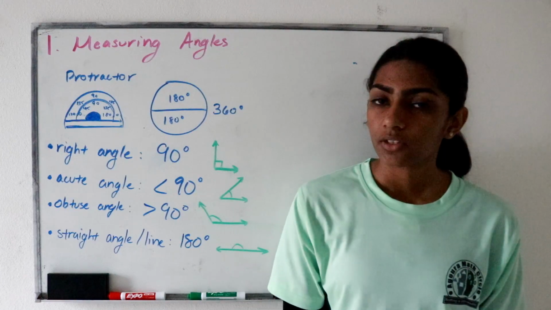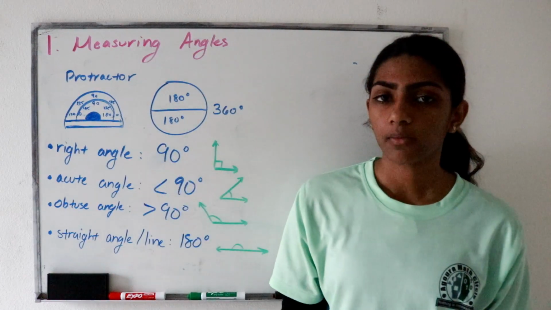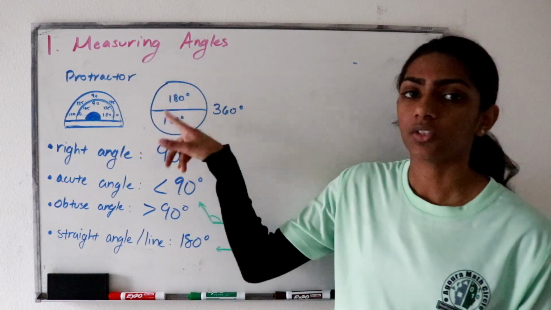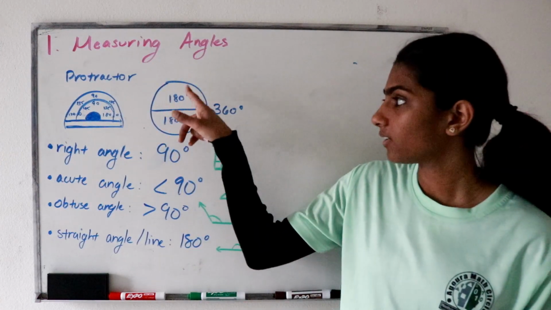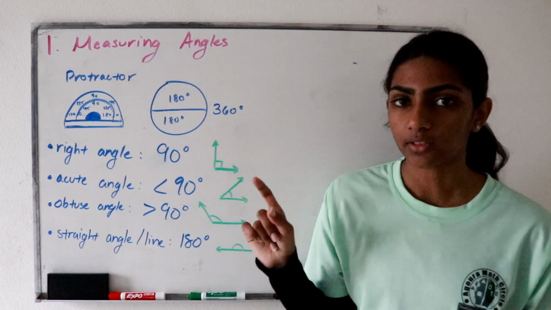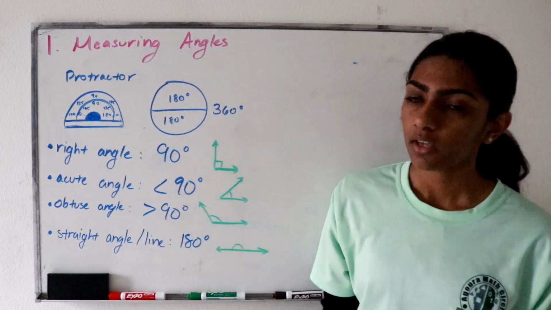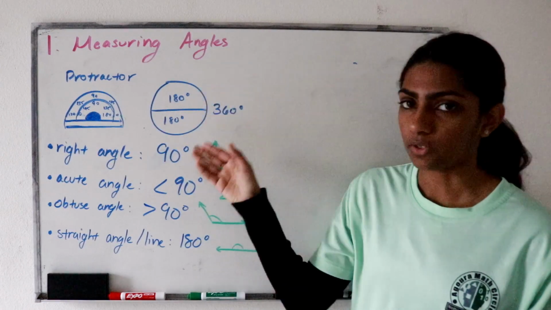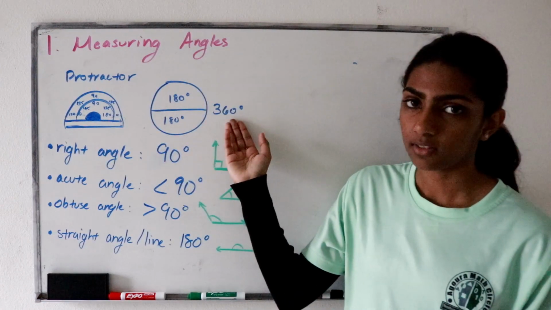So to measure angles, we use a protractor. And a protractor measures about half of a circle. So if we divide half of a circle into 180 little pieces, each piece is called a degree, and that's how we measure angles. So if half a circle is 180 degrees, then a full circle, which is 2 halves, is going to be 360 degrees.